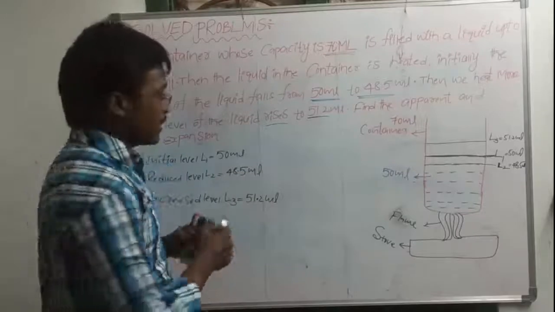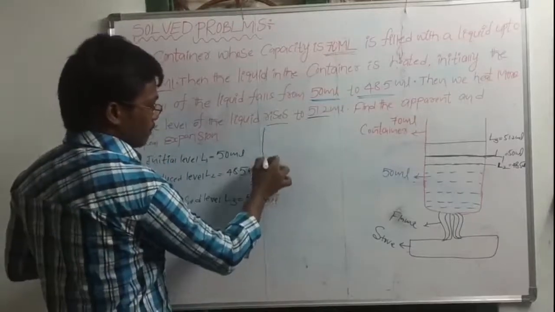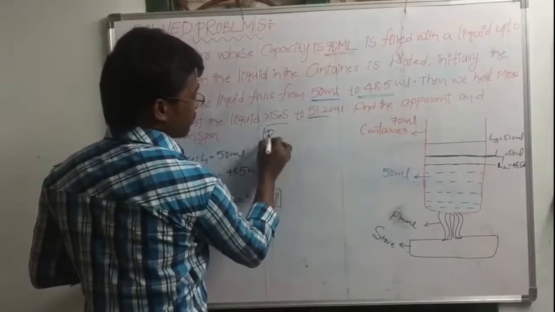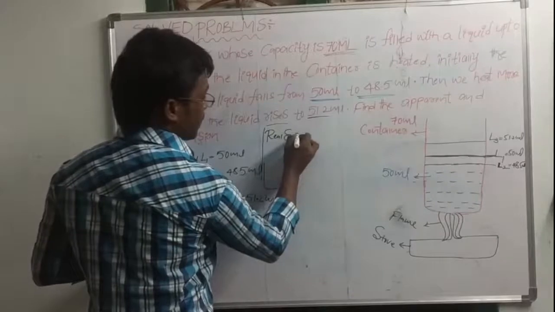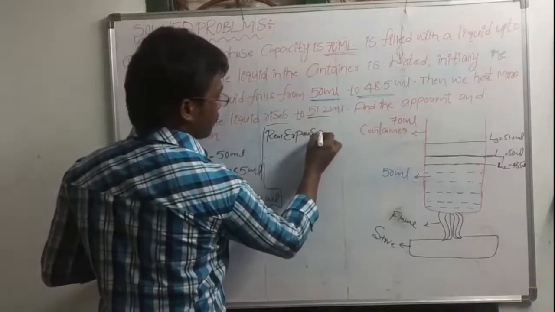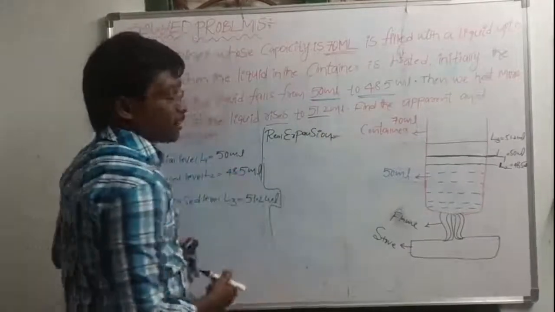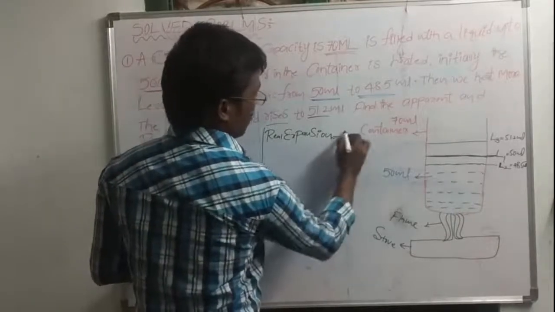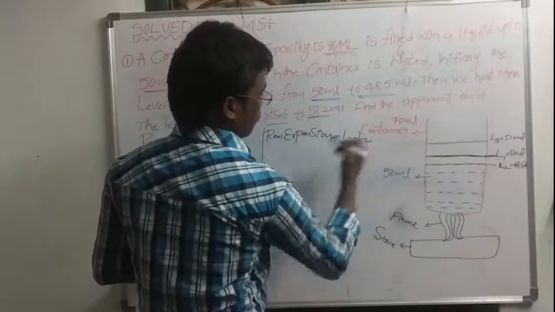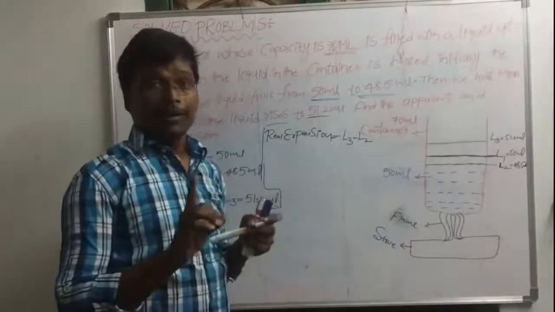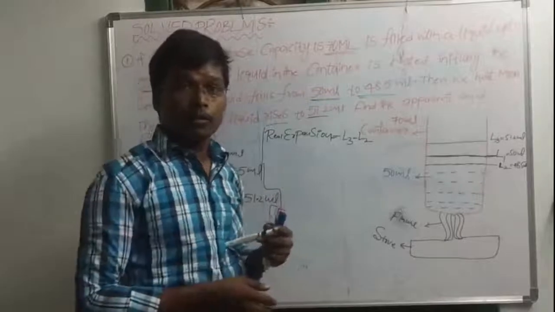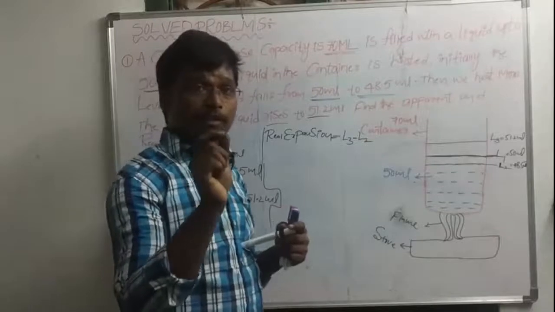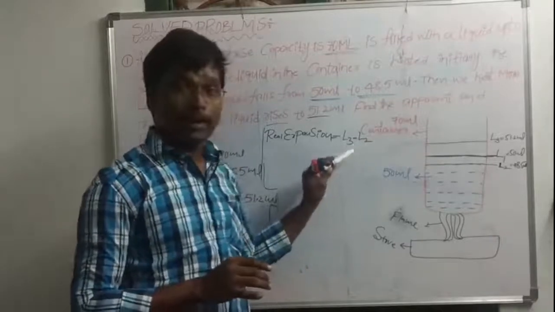Okay, so first one, real expansion. Real expansion formula, what is that? L3 minus L. If you have any doubt, please go through your class notebook. I explained the experiment of real expansion and apparent expansion. Please check the formula. This is the real expansion formula, L3 minus L2.